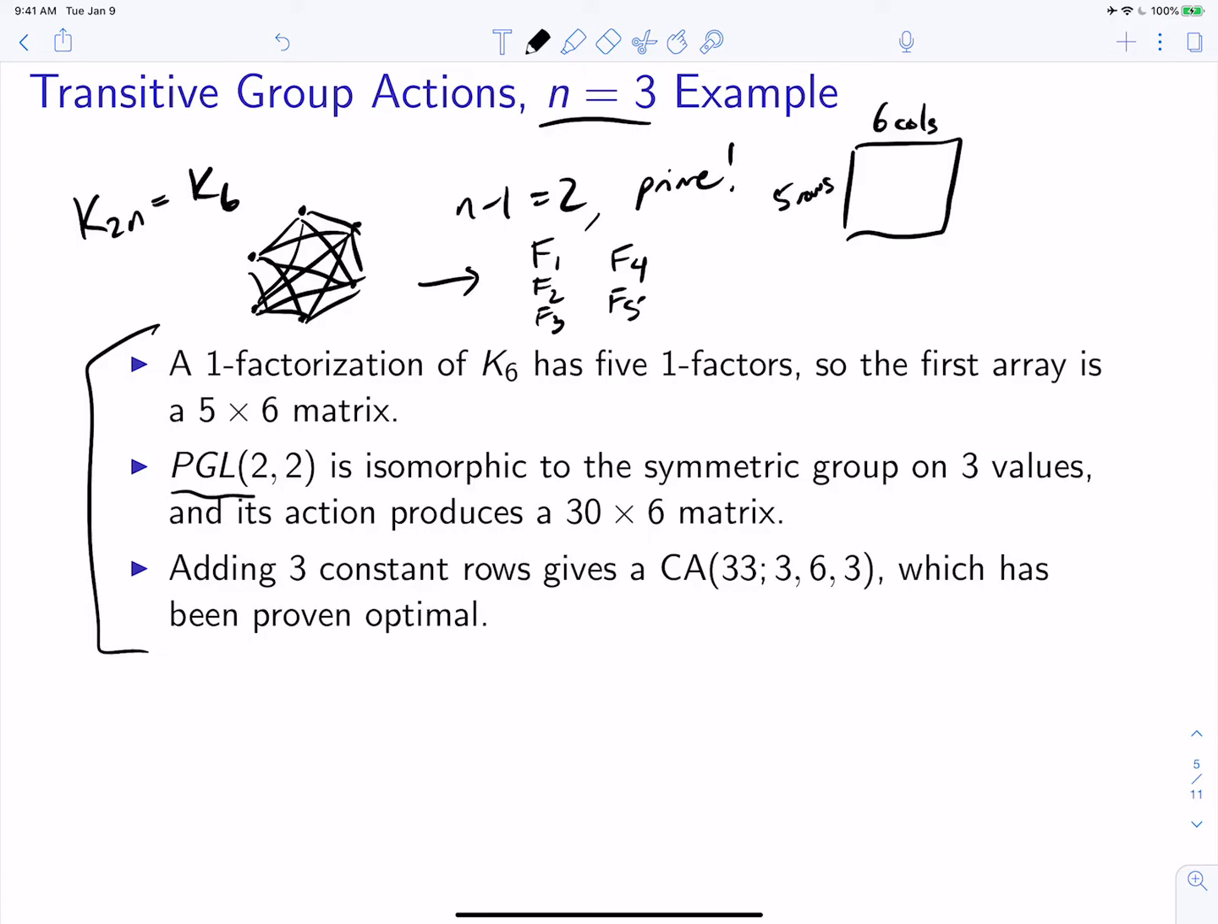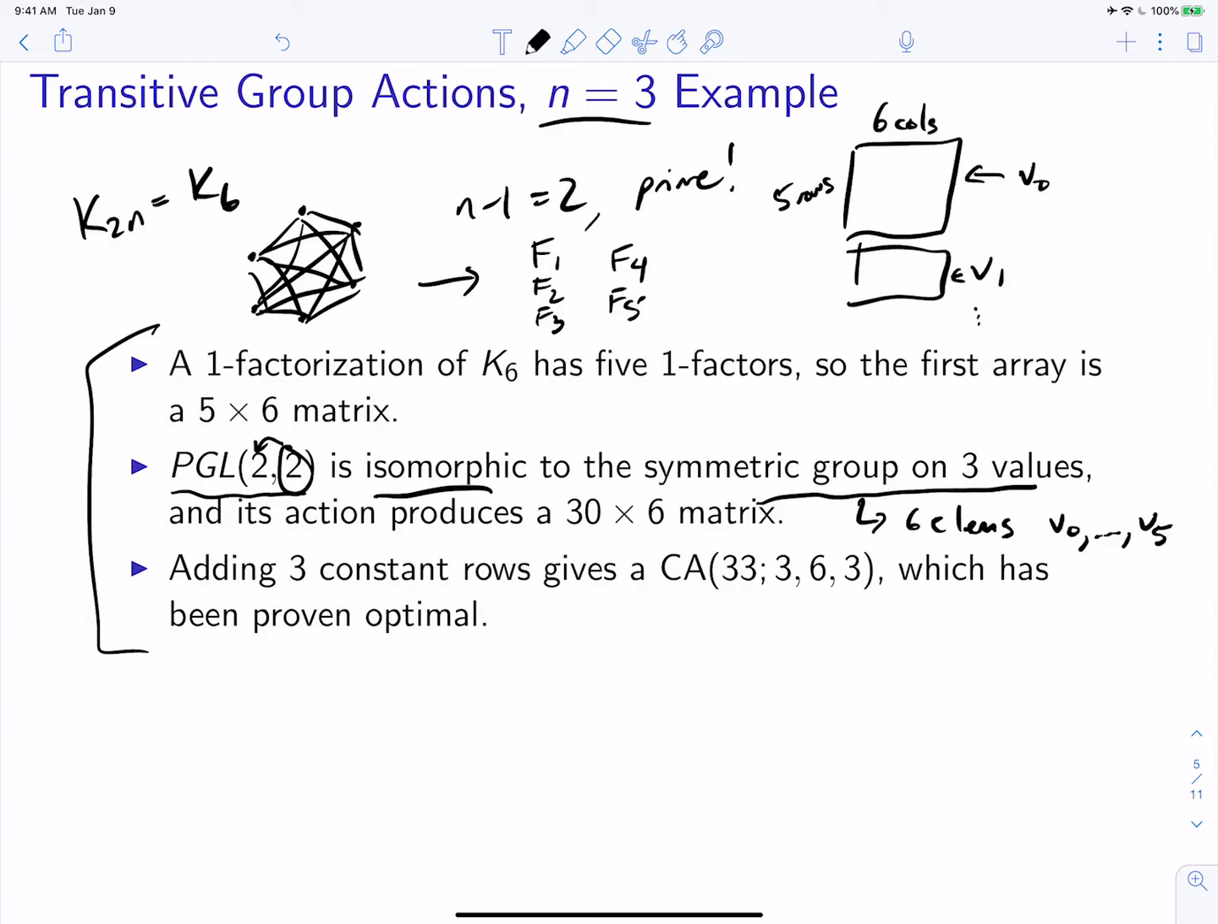So the projective general linear group with parameters 2 and 2, the first 2 comes from the fact that it's n minus 1. This 2 right here is something different based off the group. It's purely based on how we actually construct it, so don't worry about that too much. The second 2 is based on the order of the n that we have here. So it's isomorphic to the symmetric group on 3 values. Again, I'm not going to go through this, but basically this group has 6 elements in it. So that means that if we just call them v0 through v5, then what we'll do is we'll apply v0 to a copy, v1 to a copy, etc.